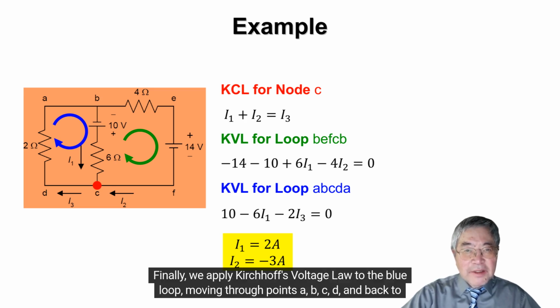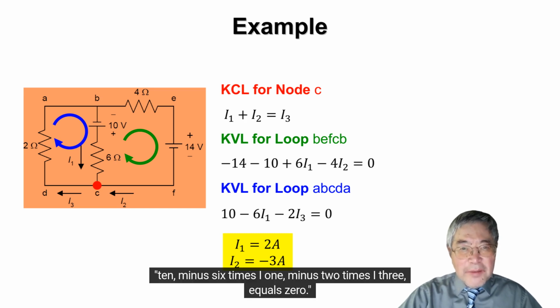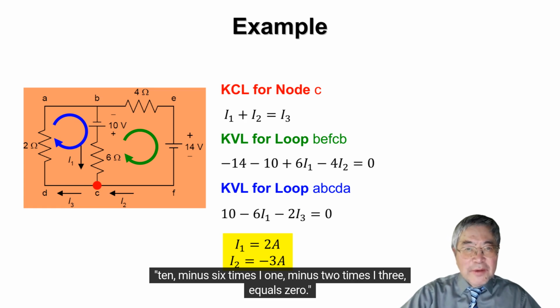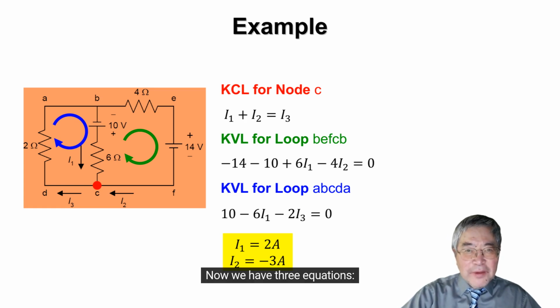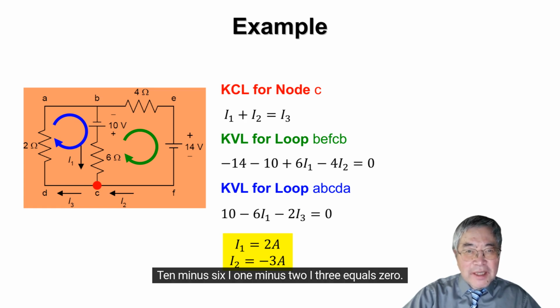Finally, we apply Kirchhoff's voltage law to the blue loop, moving through points A, B, C, D, and back to A. This gives 10 minus 6 times I1 minus 2 times I3 equals 0. Now we have three equations. I1 plus I2 equals I3. Negative 14 minus 10 plus 6 I1 minus 4 I2 equals 0. 10 minus 6 I1 minus 2 I3 equals 0.